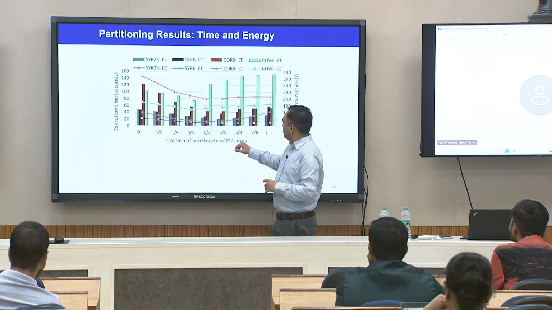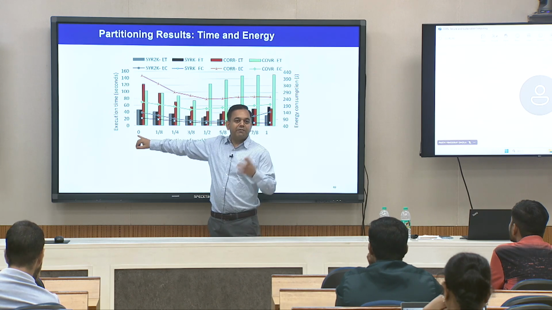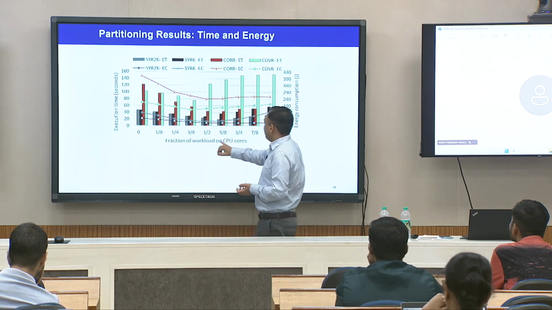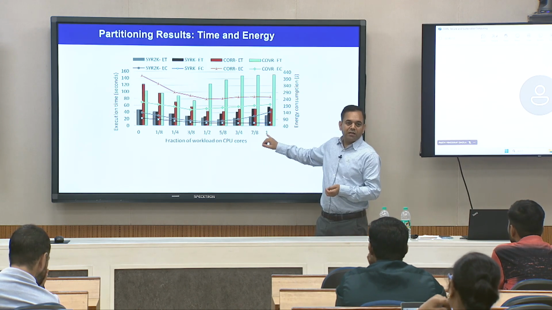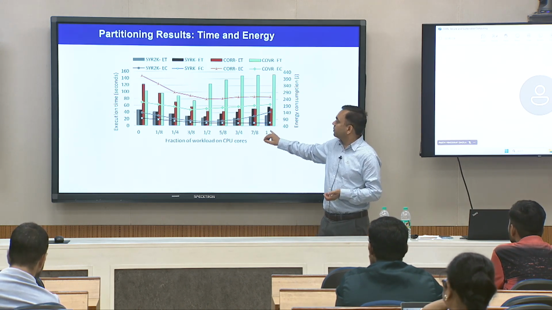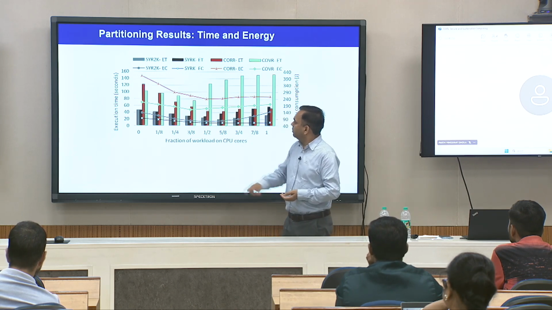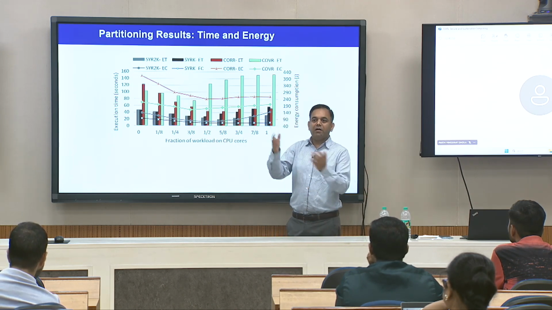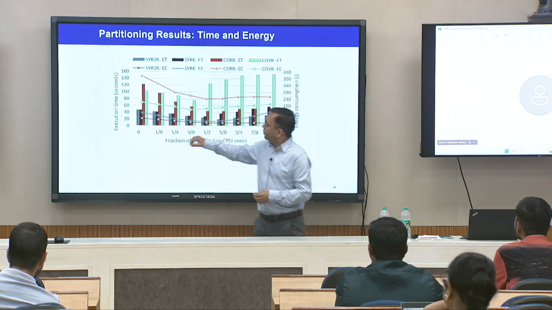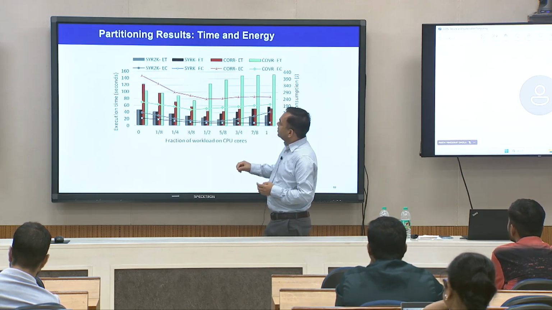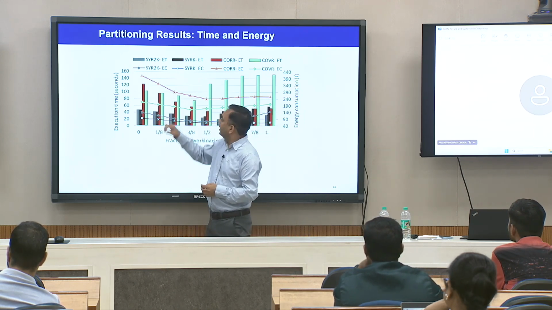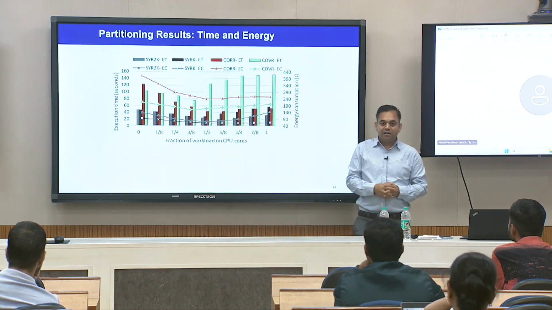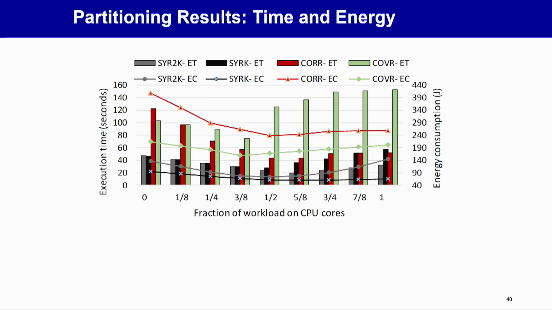So if the fraction of workload on CPU cores is 0, that means everything is on the GPU. If the fraction of workload on CPU cores is 1, that means everything is on the CPU, nothing is on the GPU. If it is 1/2, that means half of the workload is on the CPU, half is on the GPU. So with this you can see different partitioning is giving you different timing results and different energy results, right?